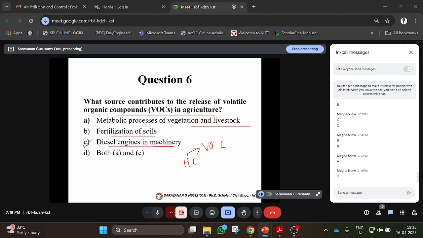Okay. Filtration in the soil. Fertilizers will be organics only, but that will not emit lots of VOCs. So B is not correct. Metabolic process of vegetation and livestock. Because vegetation after metabolism, surely it will release VOC. So both A and C are correct.